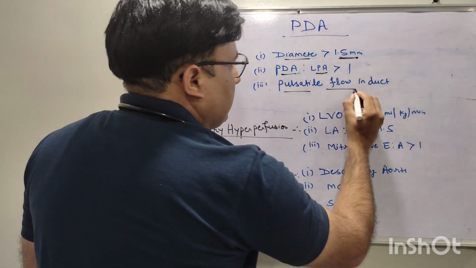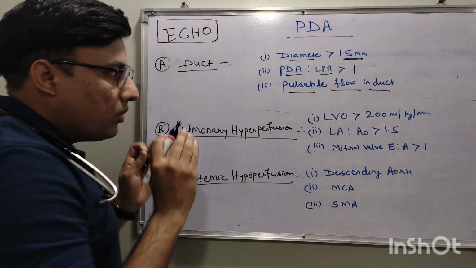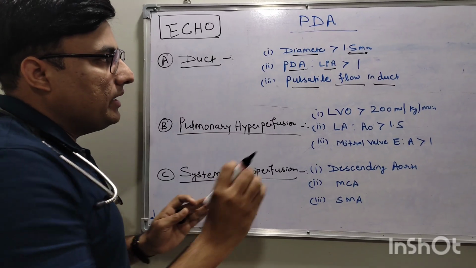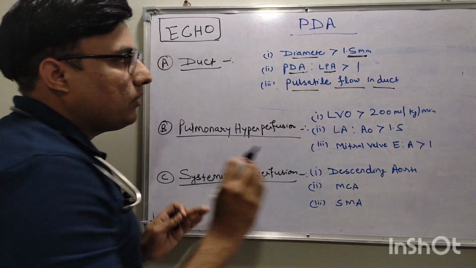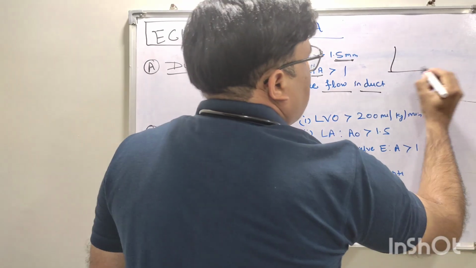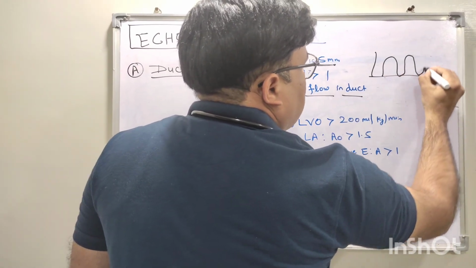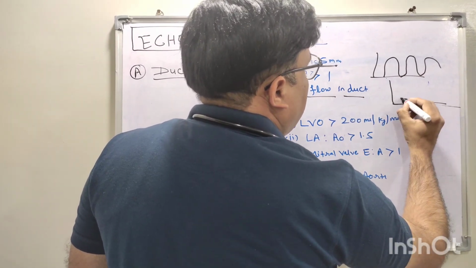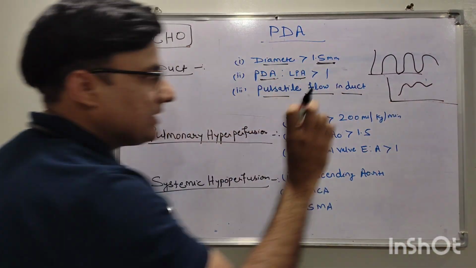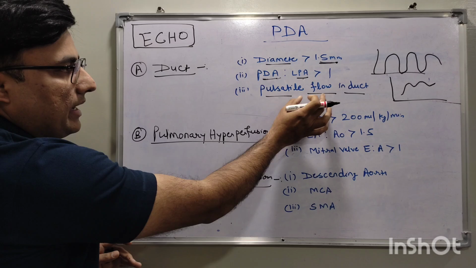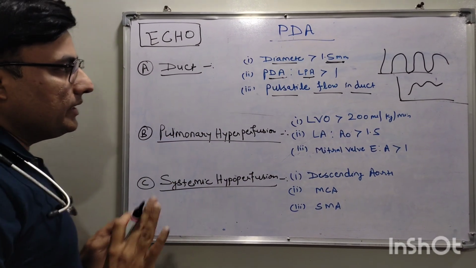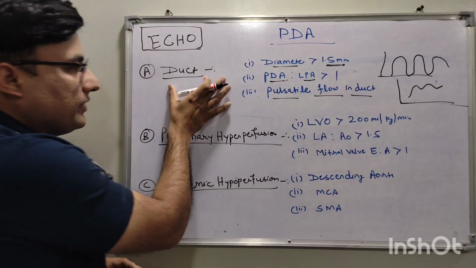Third is pulsatile flow in the duct. Non-restrictive pulsatile flow through the duct is a very highly sensitive indicator of hemodynamically significant PDA. So pulsatile flow should be there, like this is the pulsatile flow, non-restrictive. This one is not a pulsatile flow. Non-restrictive pulsatile flow through the duct is a highly sensitive indicator of hemodynamically significant PDA in echocardiography. So these are the features of the duct.